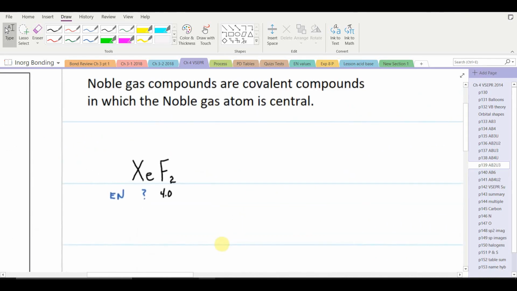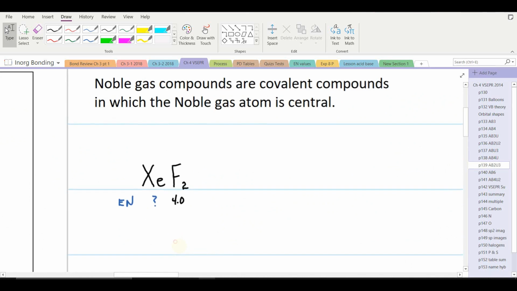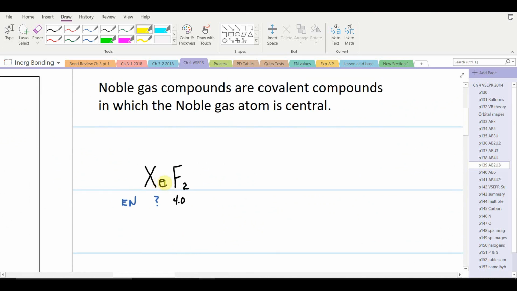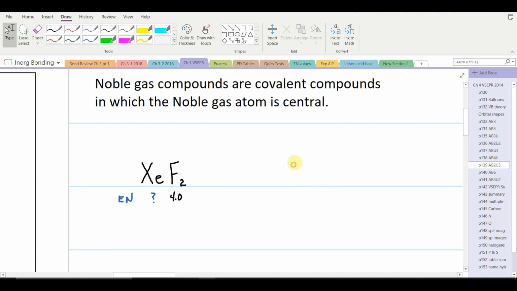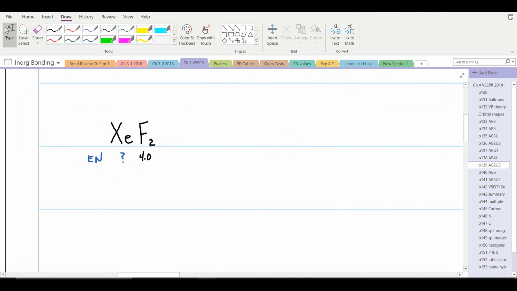So let's consider them. As we want to draw the structure, we always look up electronegativity, and of course none has ever been assigned to the noble gases. So what do we do? Well, it turns out that all noble gas compounds are in fact covalent compounds. They're not ionic. And the noble gas is known to be the central atom. So you need to bear that in mind. Always draw the noble gas as the central atom in a structure. So xenon is in group 8A, so it should have 8 valence electrons. That's the Lewis structure of xenon difluoride.